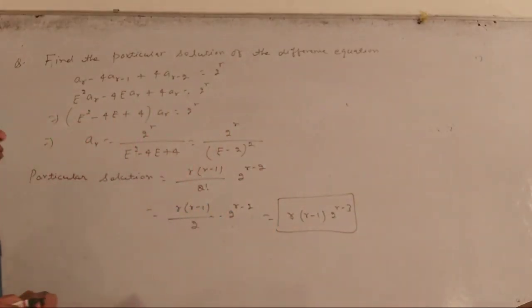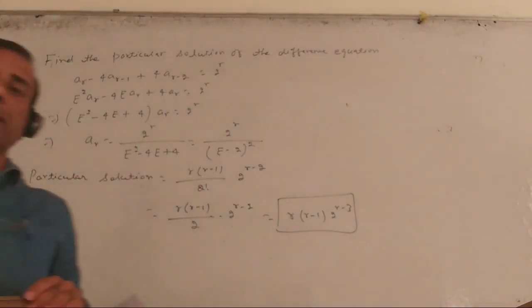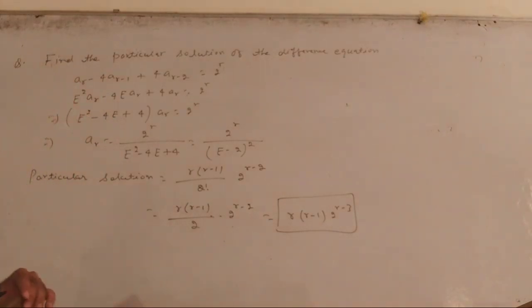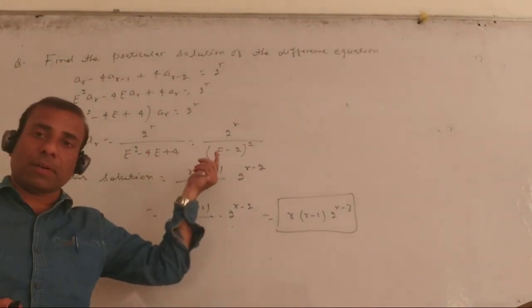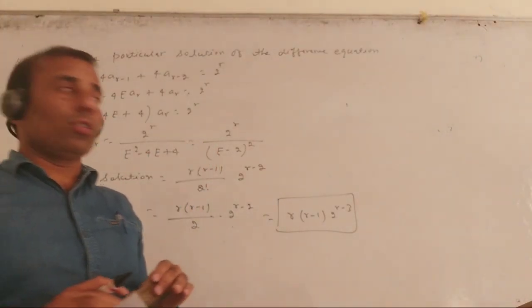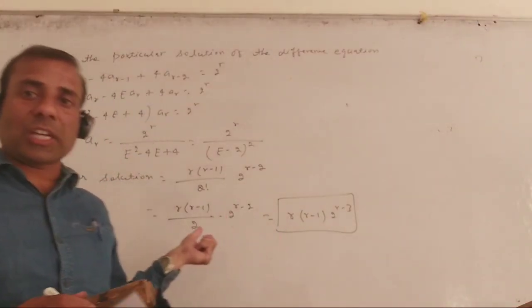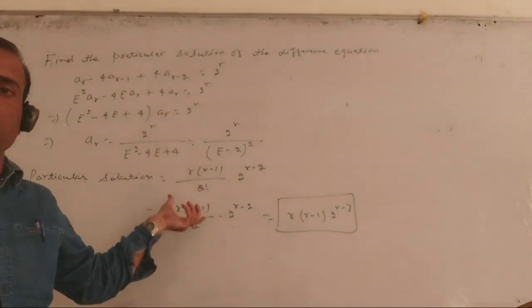So we have discussed two cases. The first one is when Rn is constant, and the second one is when Rn is of the form z to the power n, where z is constant. In such type of problem, we will find the particular solution this way.